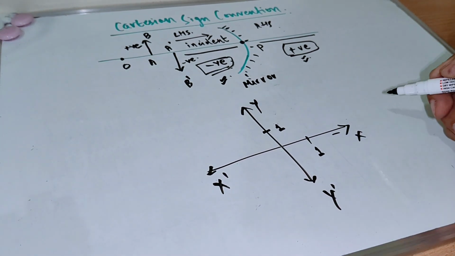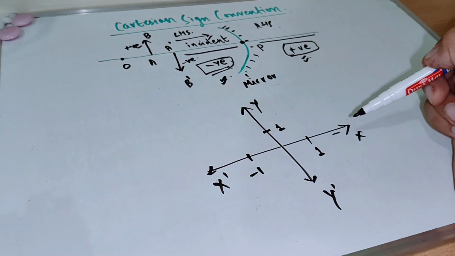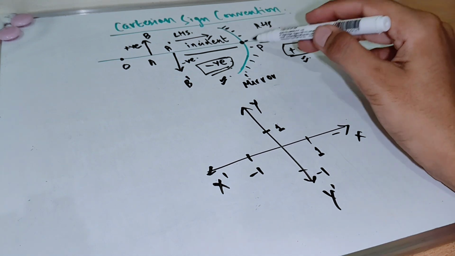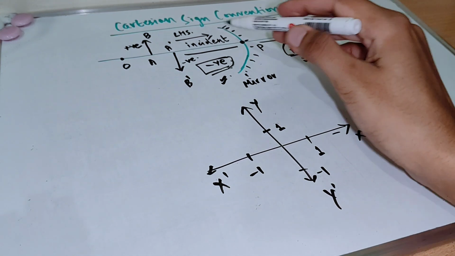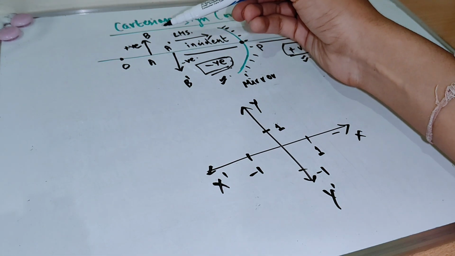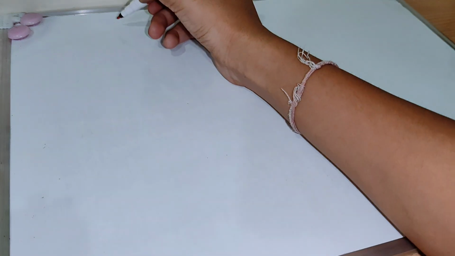So this is taken to be positive, this is taken to be positive, this side is taken as negative, this side is taken as negative. Very similarly, from the pole this is positive, this distance is negative, this distance is positive, and this distance is negative. That was all about sign convention. It is very important. Now let us move on to the next topic, which is the mirror formula.